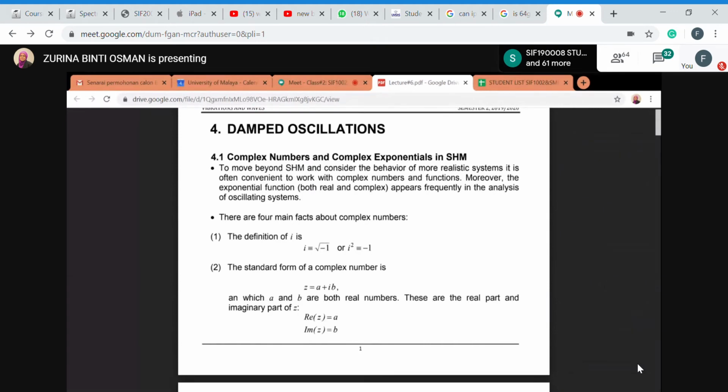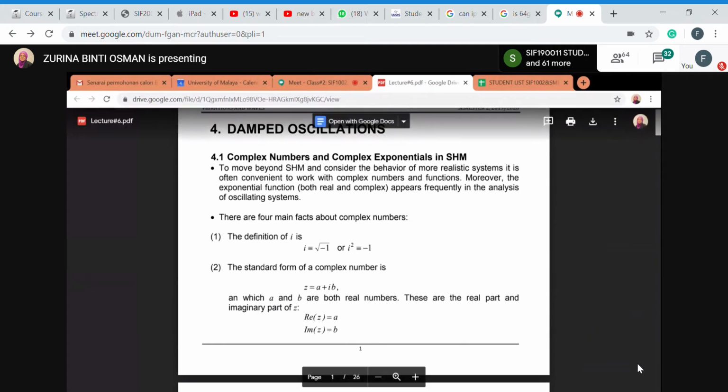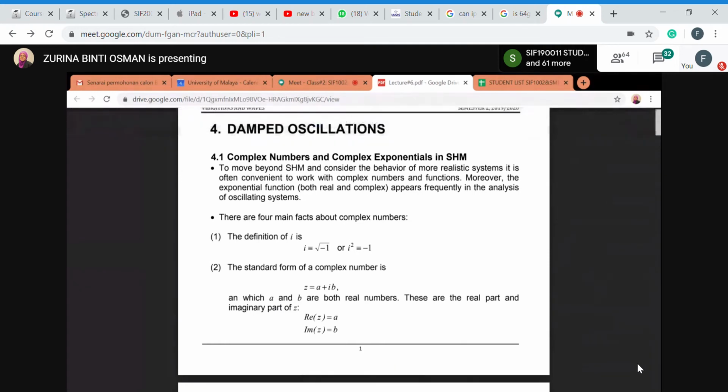Some books will use j. Normally mathematicians will use j, but in this course I will choose i.